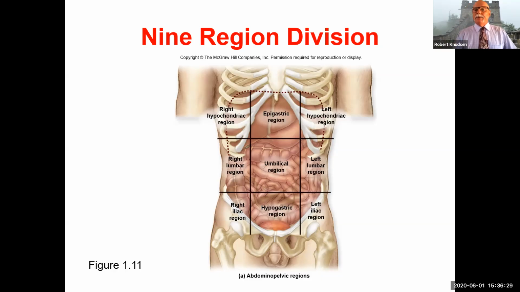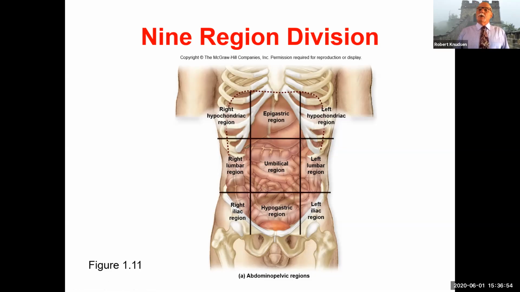Okay. That being said, look at this. Left iliac, right iliac. You know where it's at. You touched it. Yeah. Okay. So we got the sides. There's 6 of them right there. Hypochondriac, lumbar, iliac. Good. Okay. Now let's go to the middle. Let's go to the dead center in the middle.